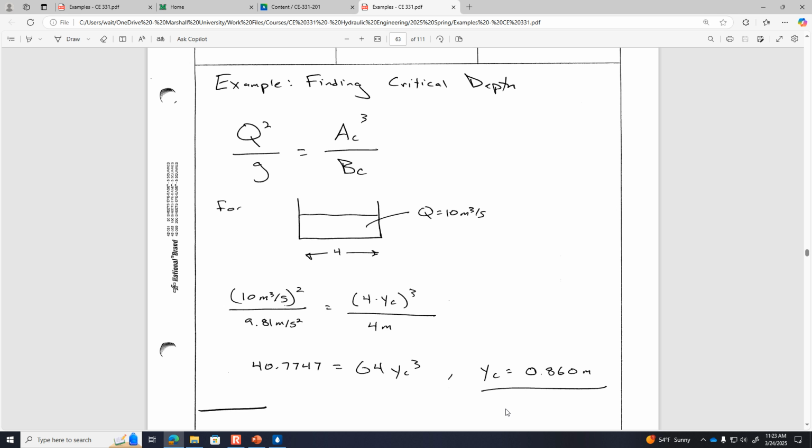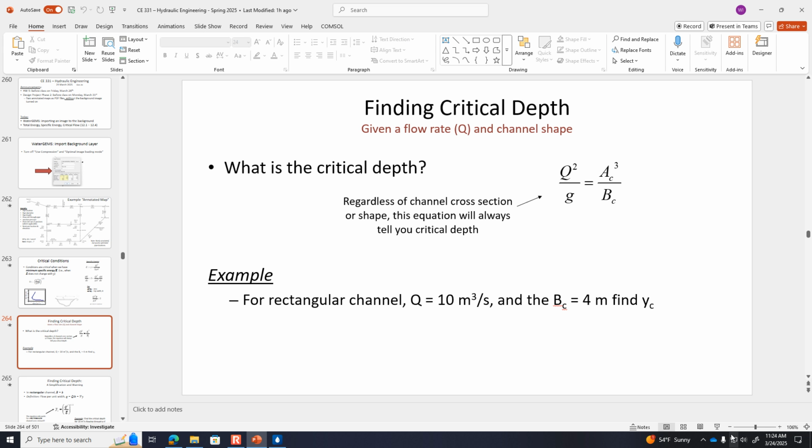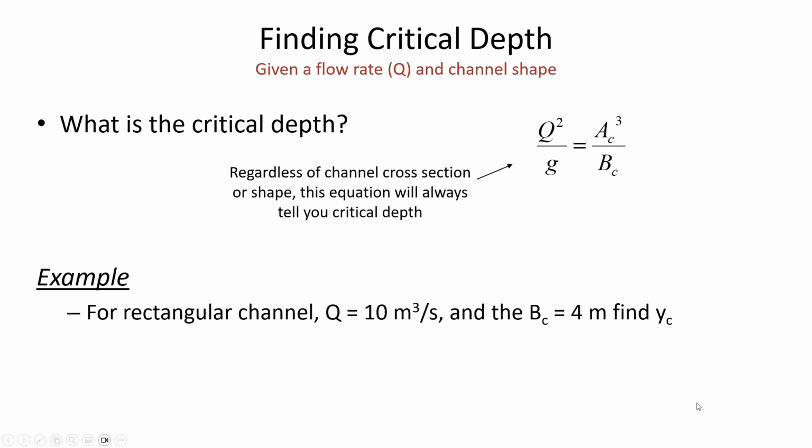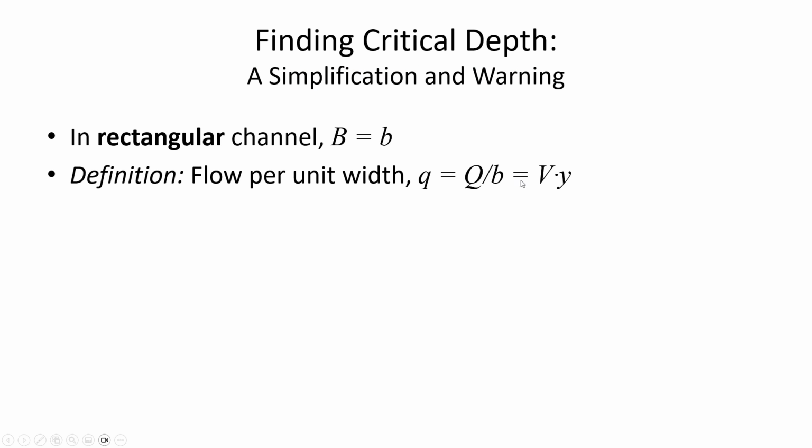And so this is another way to diagnose the flow regime. Either you can calculate the Froude number for the depth that you observe, or you can calculate the critical depth, and then any depth greater than that would be subcritical conditions, and any depth less than that would be supercritical conditions. But this formula is always applicable regardless of the channel geometry. Now, there is an easier formula that we can use, but we can only use it when we've got rectangular channels. So here's a warning: don't use this approach for anything other than a rectangular channel.